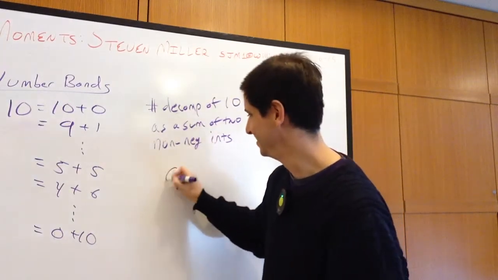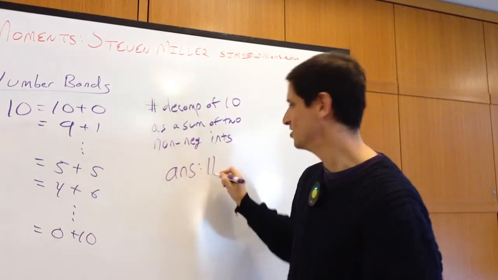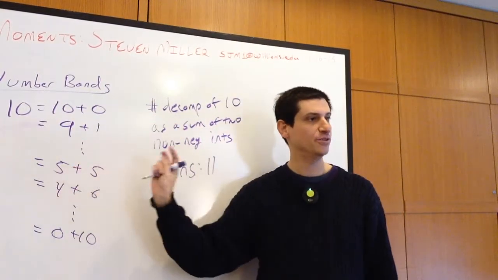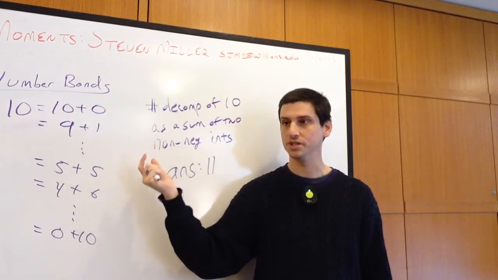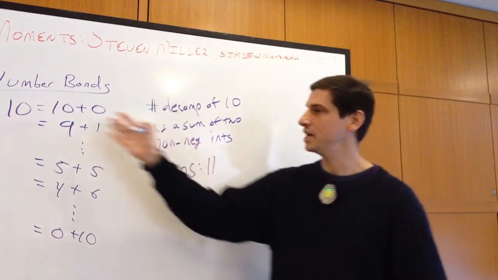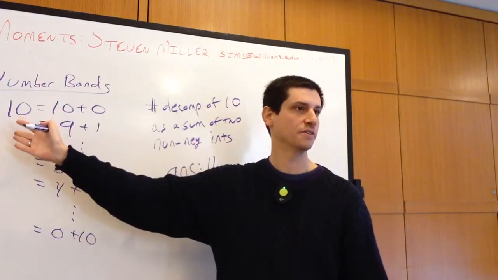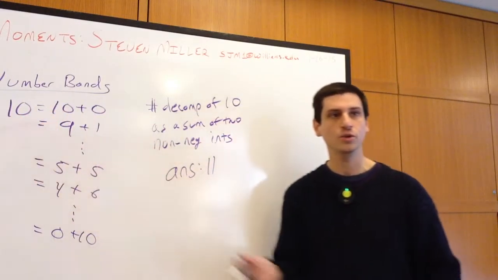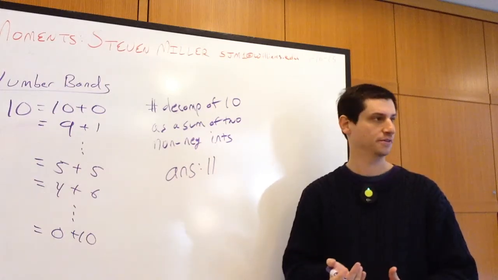11. So if zeros are allowed, and if we say 6 plus 4 is different than 4 plus 6, there are 11 different ways of doing this. If I replace 10 with 5, how many ways are there? 6. So then the question becomes, can you sniff out the pattern?